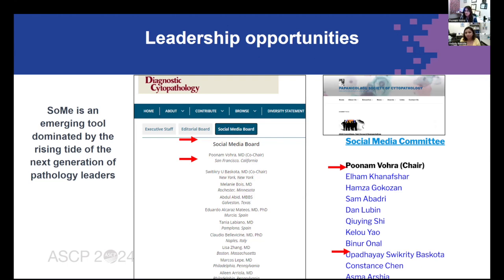So it offers many opportunities, and by actively engaging on these platforms, you can share your expertise, lead discussions, and contribute to important conversations in your field. This visibility is very important because you are then recognized as a leader, and a lot of doors open to roles such as committee membership, speaking engagements, and even leadership positions within professional organizations.